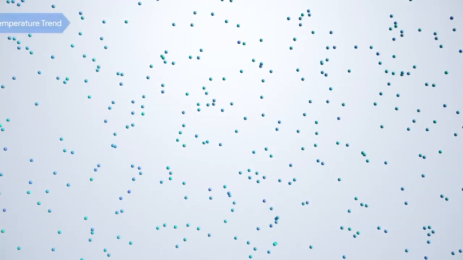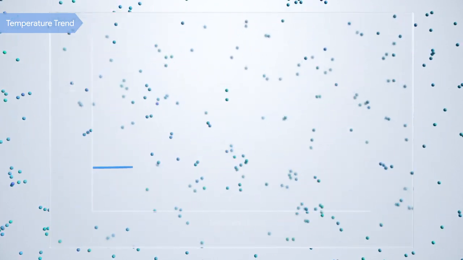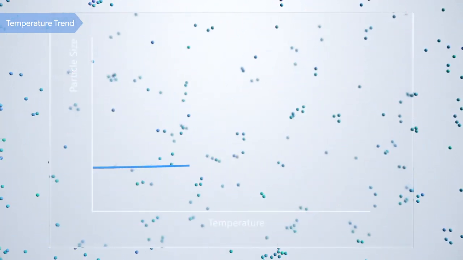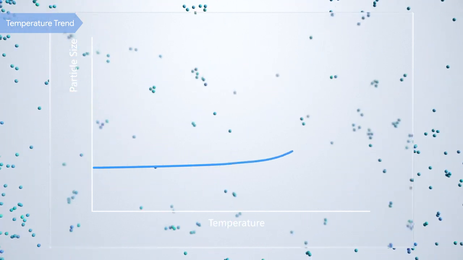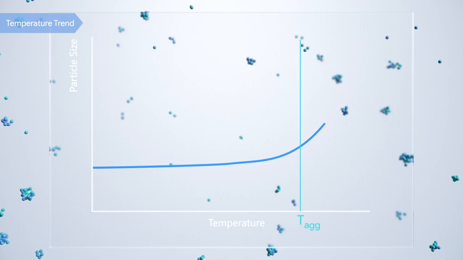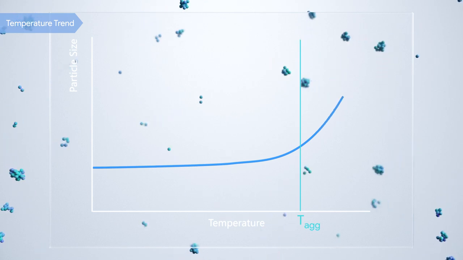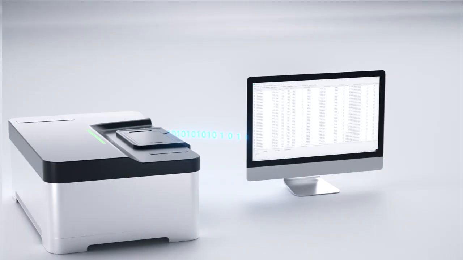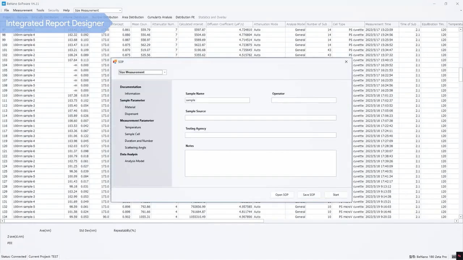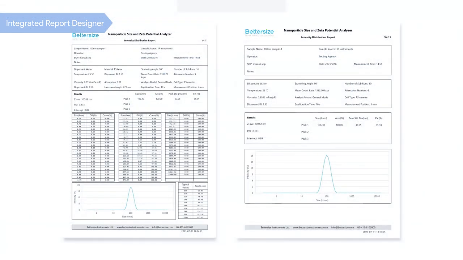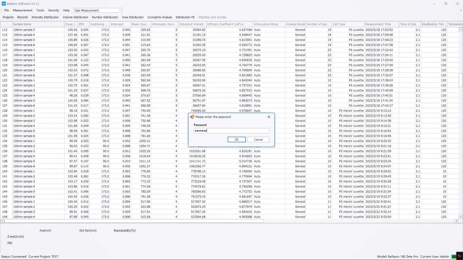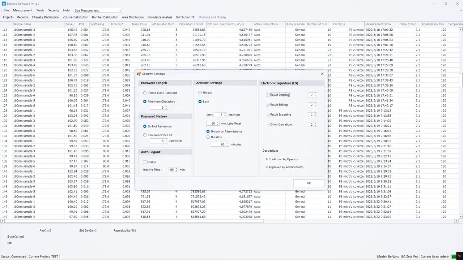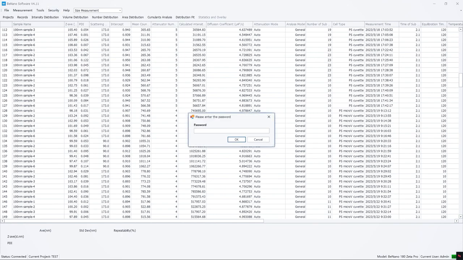For thermal sensitive samples, a temperature trend can be performed easily with a programmed SOP. The BeNano software can also detect the temperature transition point of the size results, which is the aggregation temperature for protein samples. Besides multiple powerful functions, the research-level software also provides a user-friendly interface and different types of reports. To ensure data security, it is in compliance with FDA 21 CFR Part 11, allowing permission settings and audit trail.